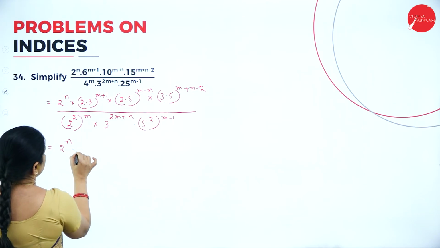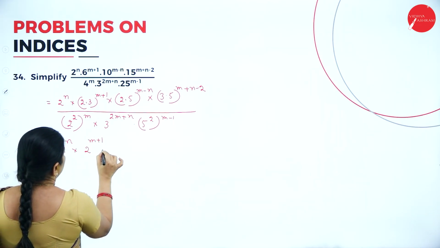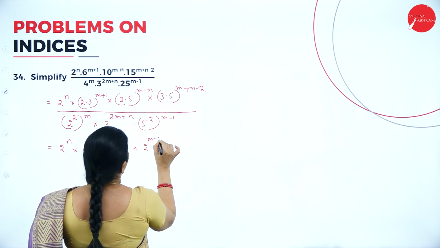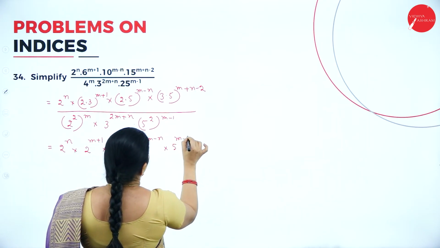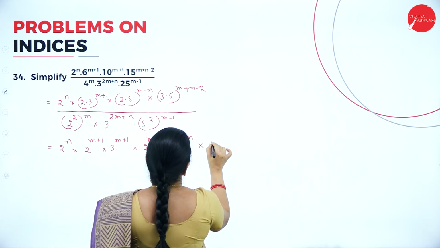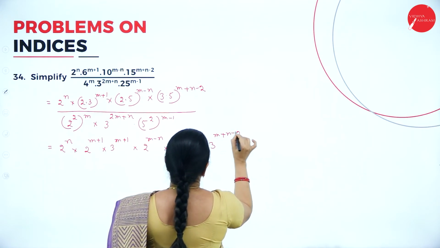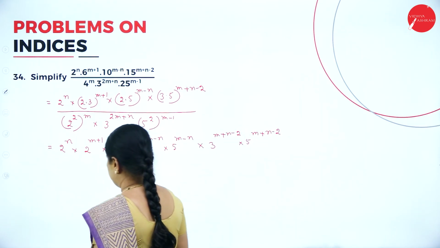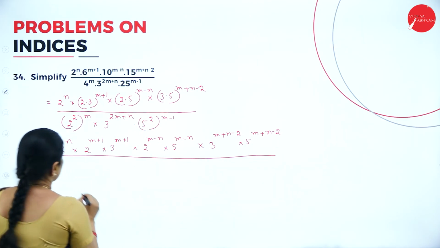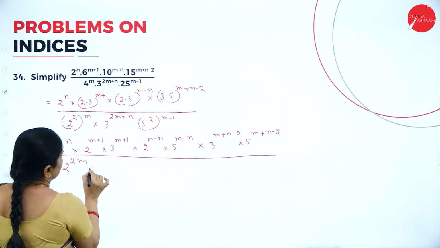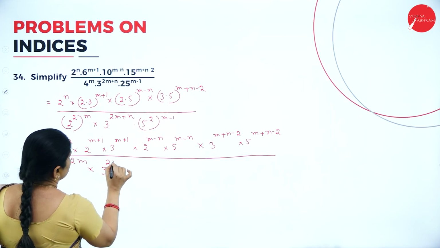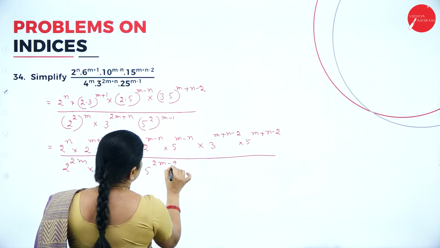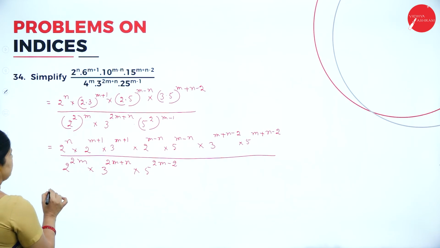So, 2 to the power of n into 2 to the power of m plus 1 into 3 to the power of m plus 1 into 2 to the power of m minus n into 5 to the power of m minus n into 3 to the power of m plus n minus 2 into 5 to the power of m plus n minus 2 whole over 2 to the power of 2m into 3 to the power of 2m plus n into 5 to the power of 2m minus 2. Now, we will simplify this further.